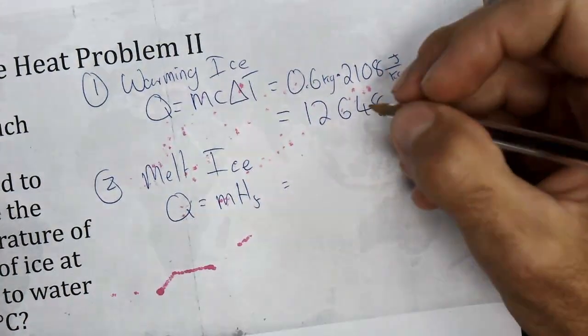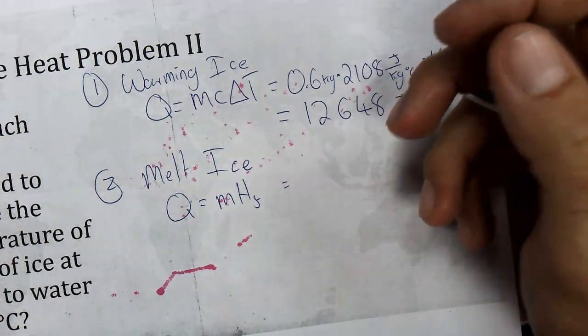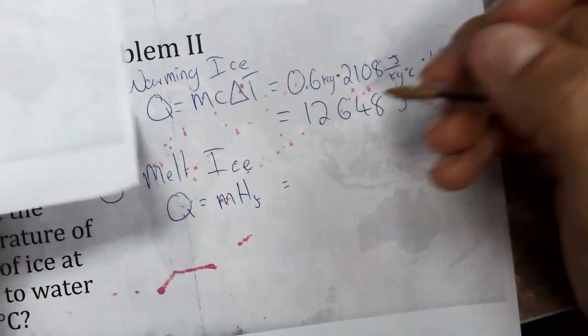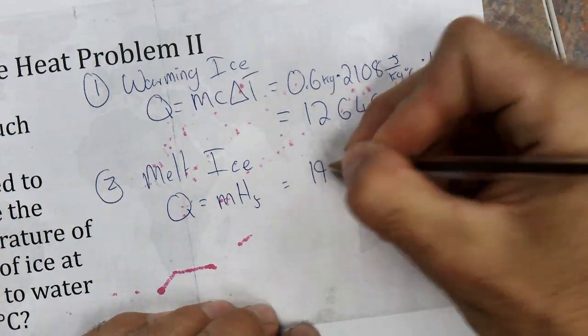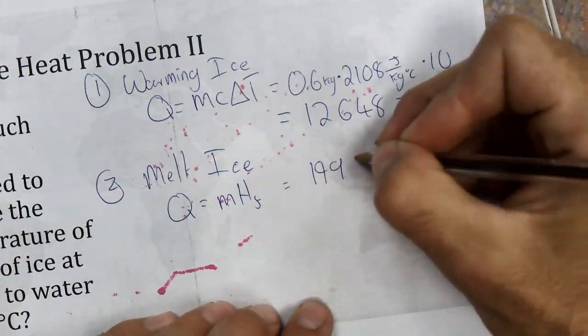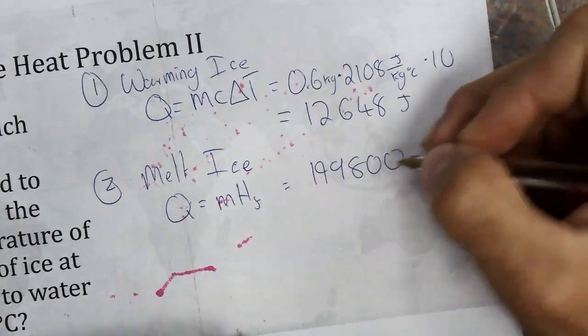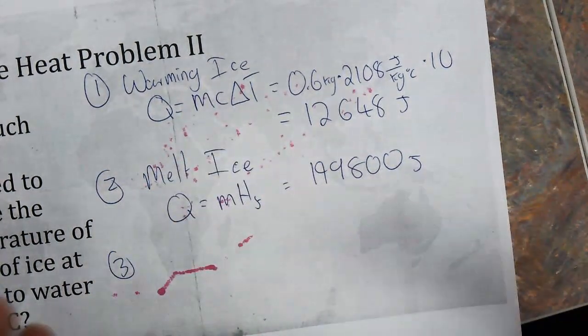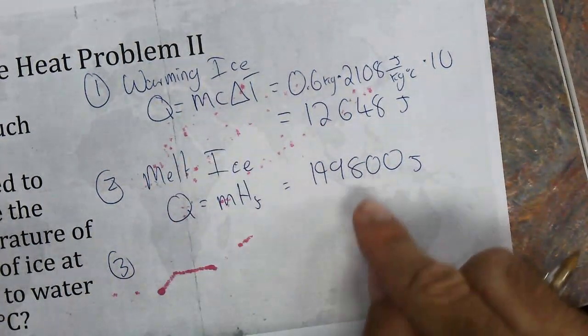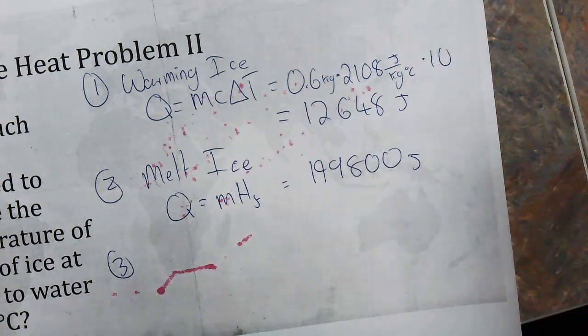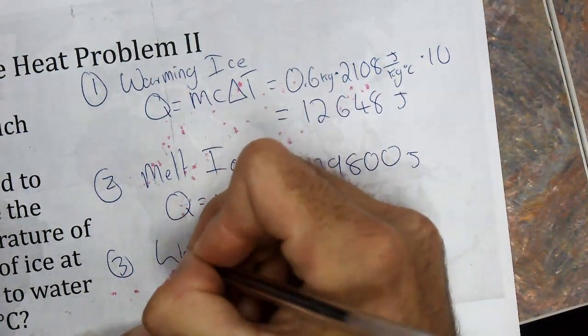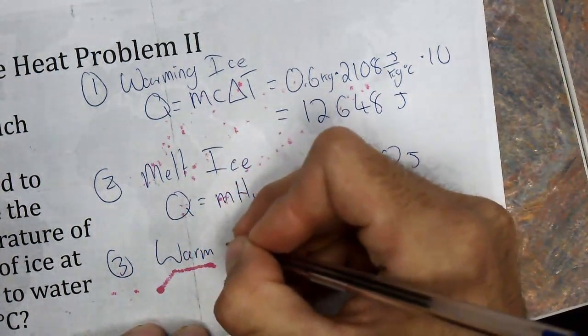This is the exact question we just did, because, again, very lazy. So the answer to this bit is 199,800 joules, because I got the exact same mass. And then the third bit is, now I got the ice, it was solid. I pumped in a load of heat, this much heat, and it's turned into a liquid, but it's still 0 degrees Celsius. Now I need to warm the water, because it's water now.